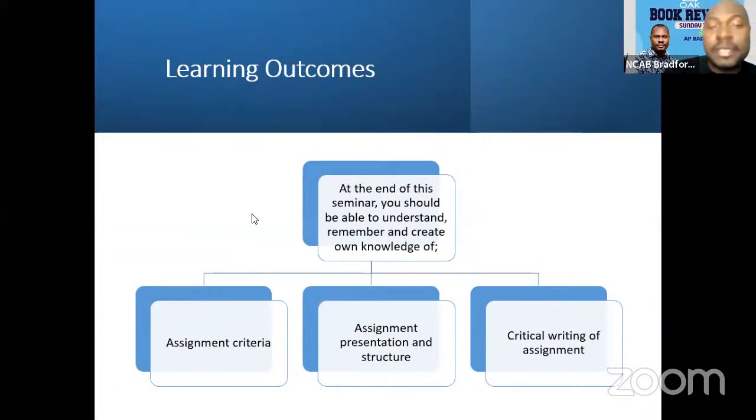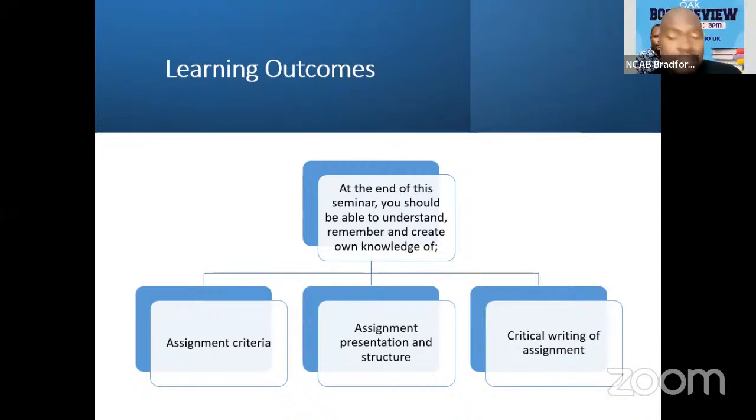I am sure that you know that when we start teaching, the first thing we want to see is what will be the learning outcome. What are we going to be achieving? Which I think is very important. At the end of this seminar, you should be able to understand, remember and create your own knowledge of assessment criteria, assessment presentation and structure, and critical writing of assessment.